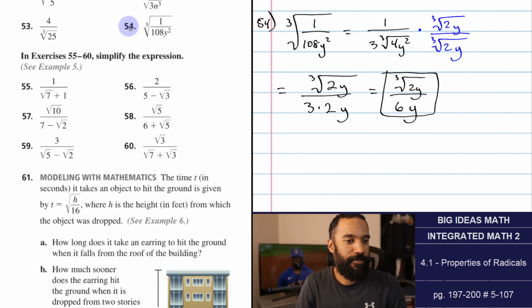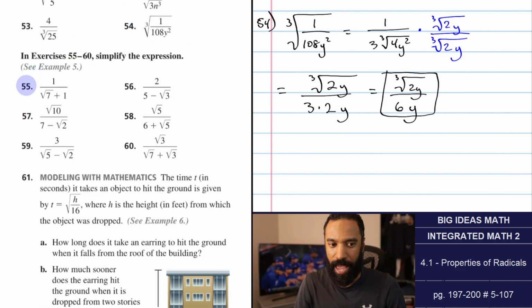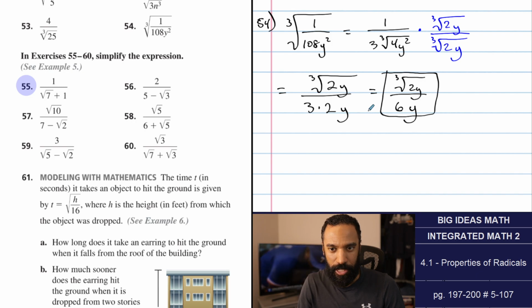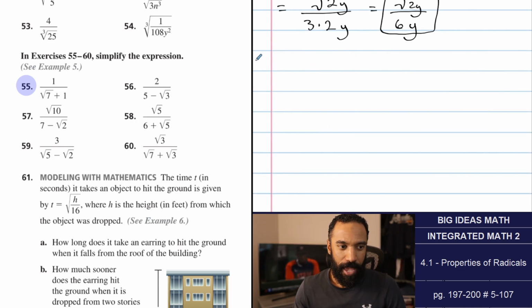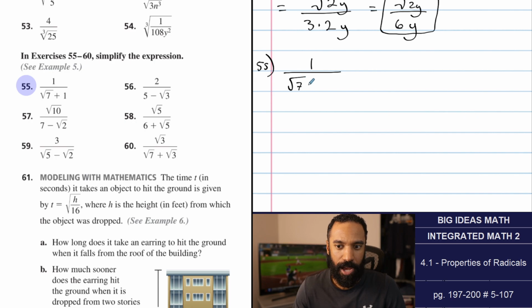Okay, 55 to 60, simplify the expression. Now we are going to deal with binomials in the denominator, which means we have to now multiply by conjugates. Maybe on the first problem I can slow down the difference of two squares portion a little more to show you exactly what's going on.